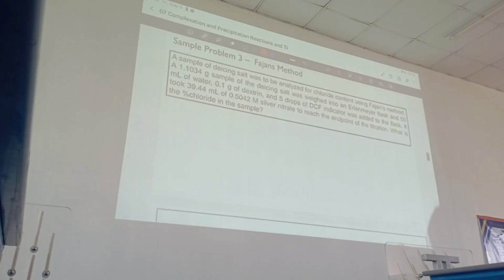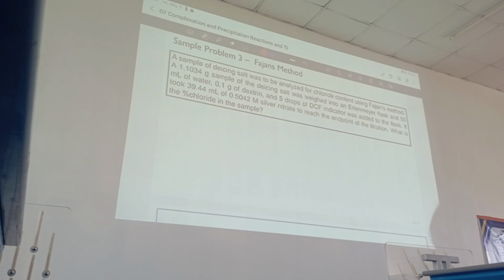A sample of deicing salt was to be analyzed for chloride content using the Volhard method. A 1.10 gram sample of the deicing salt was weighed in an Erlenmeyer flask, and 50 mL of water, 0.1 grams of dextrin, and 5 grams of DCF indicator were added to the flask. It took 39.41 mL of 0.542 molar silver nitrate to reach the endpoint of the titration. What is the percent chloride in the sample?